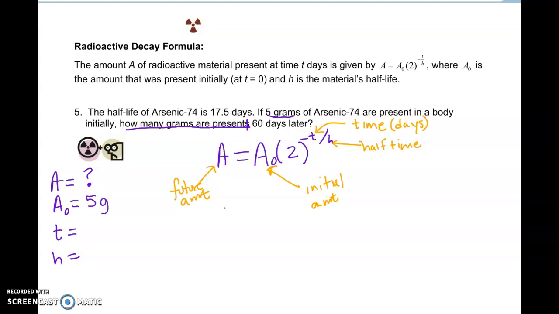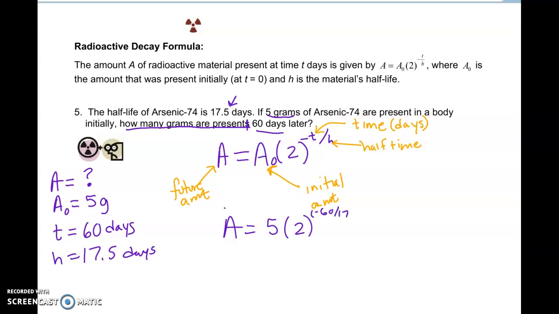The time is, let's see, 60 days later. So we want to know what happens after 60 days. And the half-life is 17.5 days. And that's given to us in the problem. So let's plug everything in besides the A, because we don't know A yet. That's what we're looking for. And I have to make sure that I put these exponents in the right order. 60 is the time and 17.5 days is the half-life. And so now when I put this in my calculator, let's see what I get.